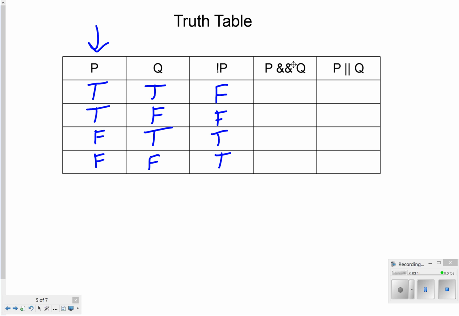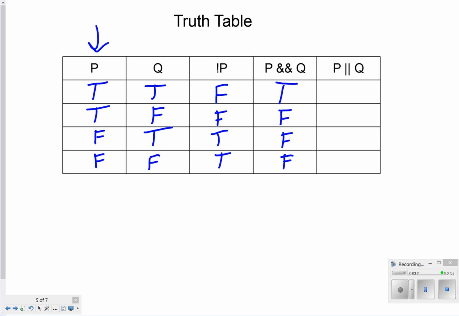All right, P and Q. So combine the P and the Q. True and true is true. True and false is false. False and true is false. False and false is false. Again, with an and, only true when both are true.